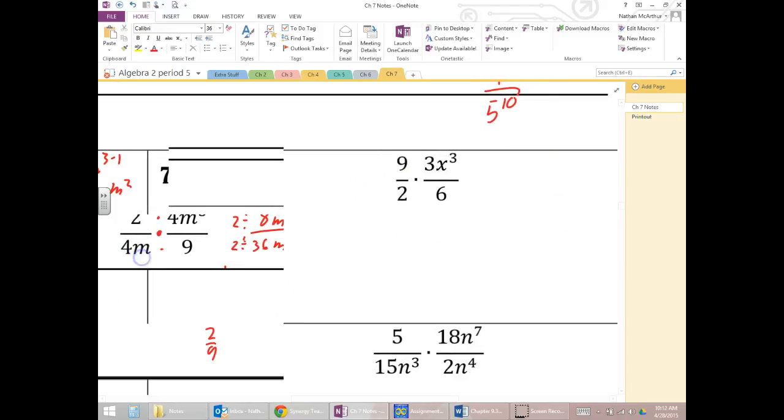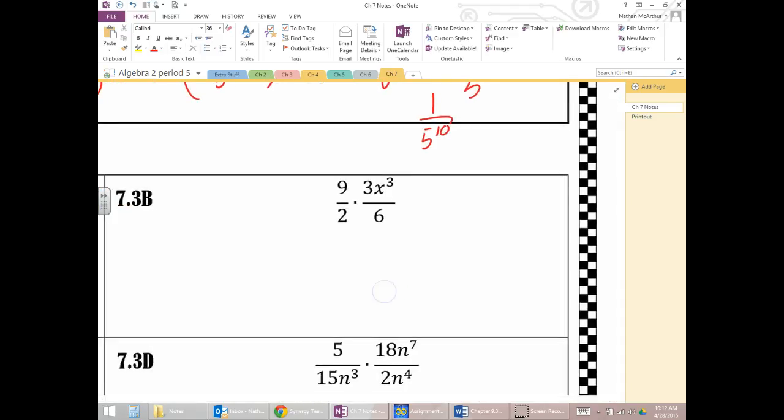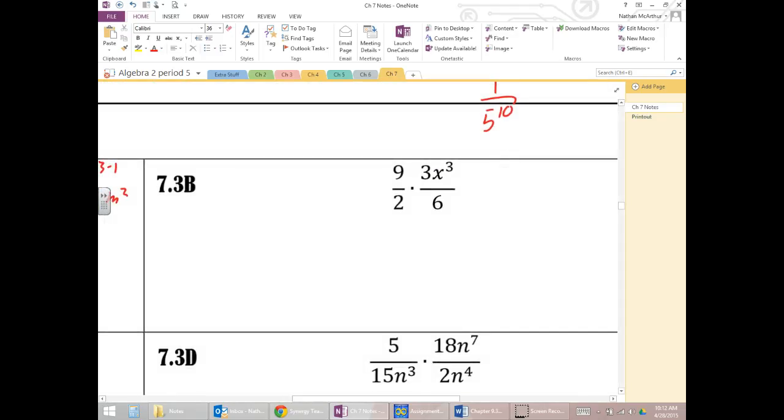Okay. So for the next example, we have a multiplication problem. I times the top and the bottom. I end up with 27x cubed over 12. Can any of that be reduced? Yes. Looks like a 3. A 3 goes into both of them. So divide the top and bottom by 3. And I end up with 9 over 4. The x cubed stays on top, and we're done. Everything's okay with that? All right.